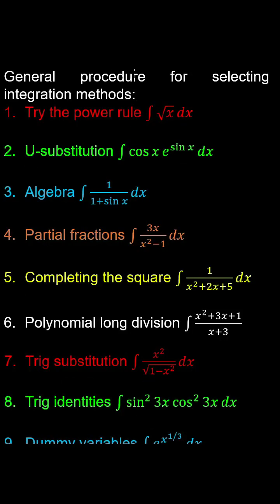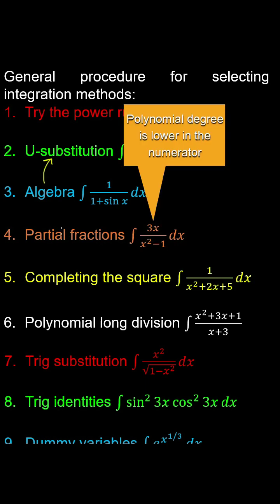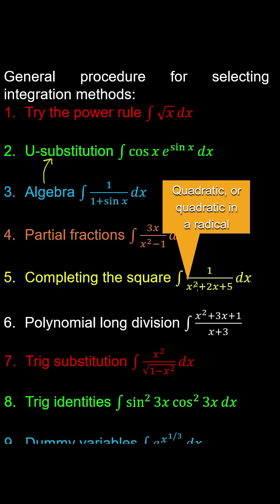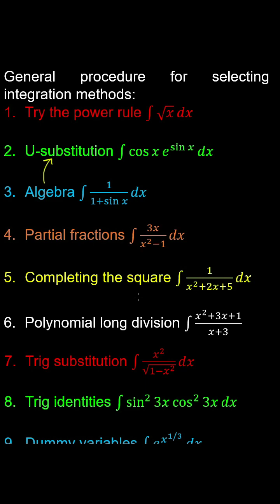Let's summarize a general procedure for selecting integration methods on the level of AP calculus. So first we try the power rule, and then we can try u substitution, which applies if a function is a derivative of another. And if we have a more complicated integral, we can try to apply some algebra to simplify it. And if we have a rational polynomial function, then we can apply partial fractions. And if we have some polynomial with a constant in a numerator, then we can complete the square to evaluate the integral using inverse trig functions.